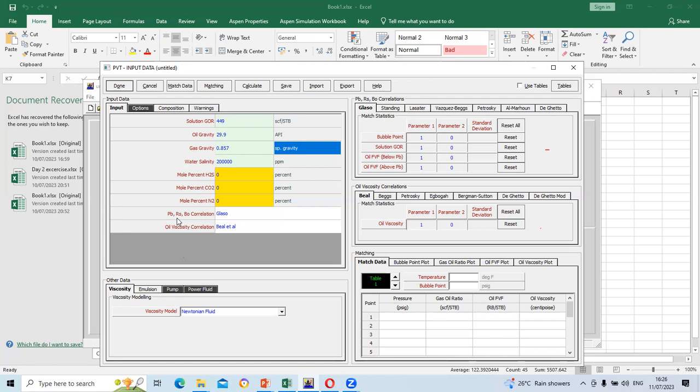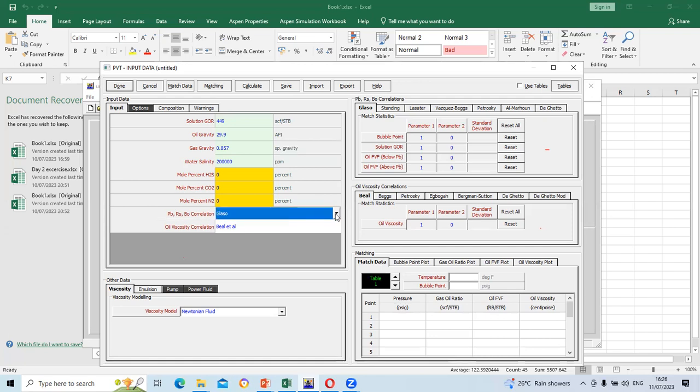So if you want to use only the laboratory data, then you have to carry out analysis for all of these pressure ranges. But generally, that is practically impossible to do. So what we will do now, instead of using the laboratory data, is to use correlations to calculate these PVT parameters.